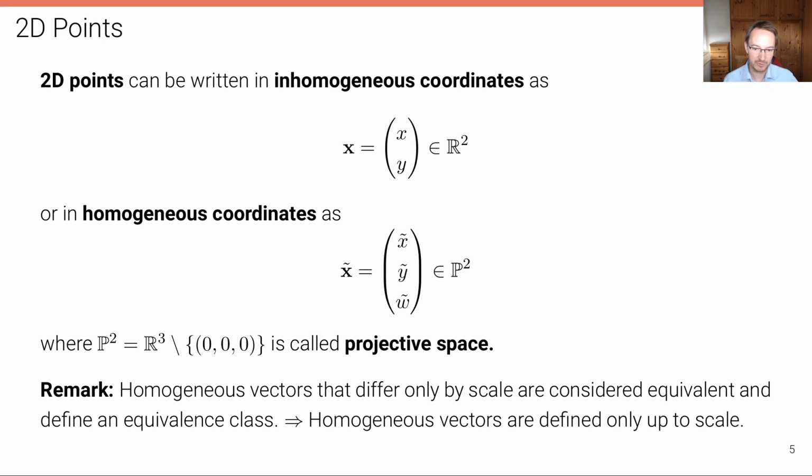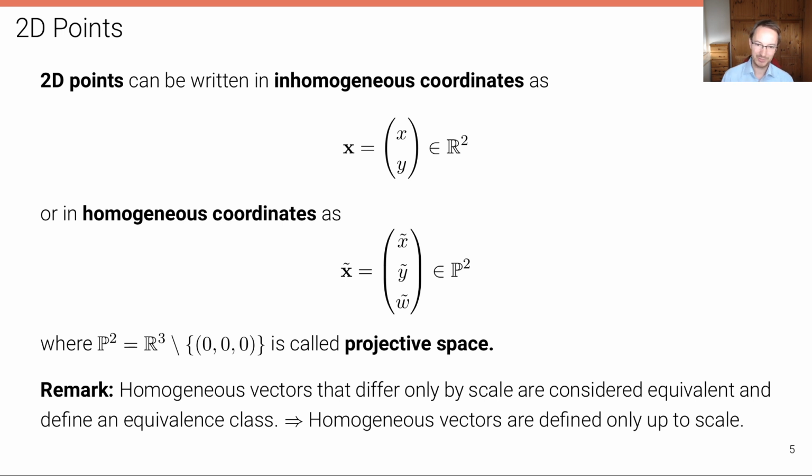Homogeneous vectors that differ only by scale are considered equivalent. That's why it's effectively a two-dimensional space, this projective space, because we define an equivalence class by all vectors that are related through a scalar operation. So assume there's a vector (1, 1, 1), then the vector (2, 2, 2) is considered equivalent. It falls into the same equivalence class. That means homogeneous vectors are defined only up to scale.